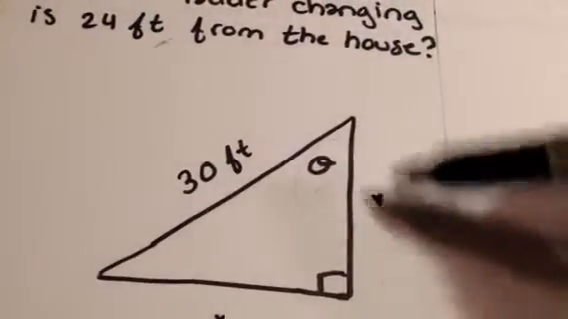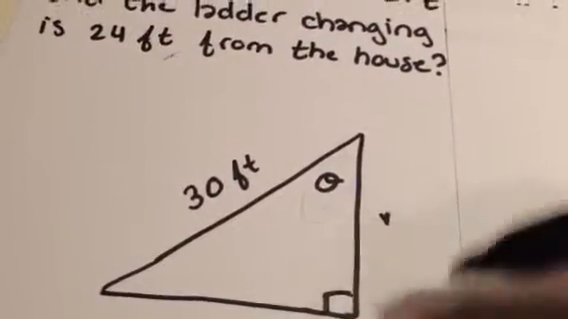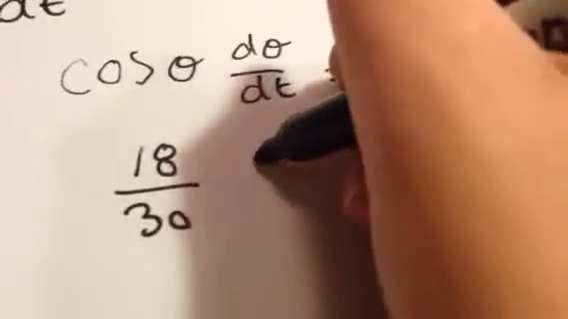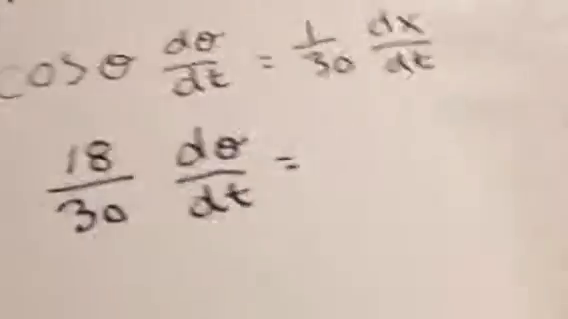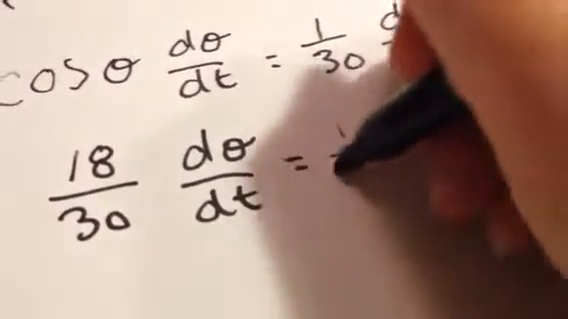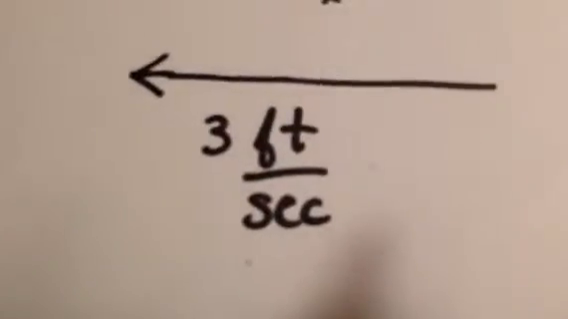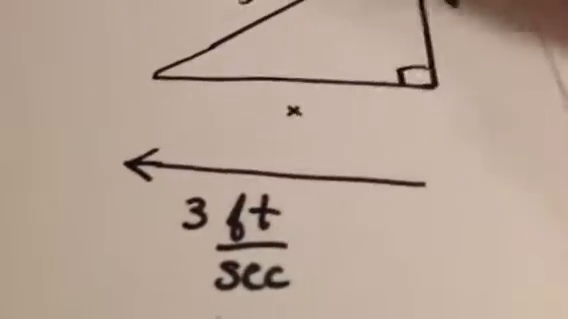Got our adjacent side, our angle, and our hypotenuse. So the cosine theta is going to be 18 over 30. And you still got your d theta/dt. Now we've got 1 over 30 still over here, and we actually know what dx/dt is also. That is going to be this right here, 3 feet per second, because 3 feet is your x, it's how much it's moving per second with respect to time.